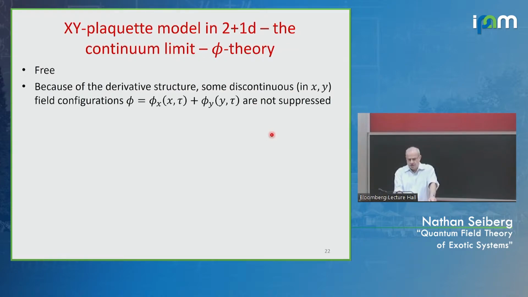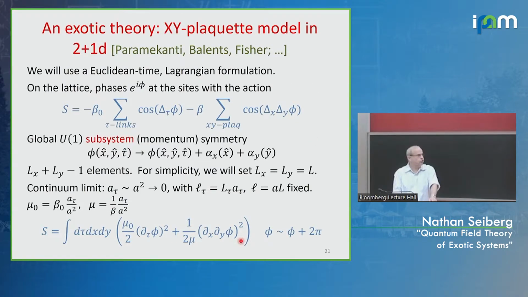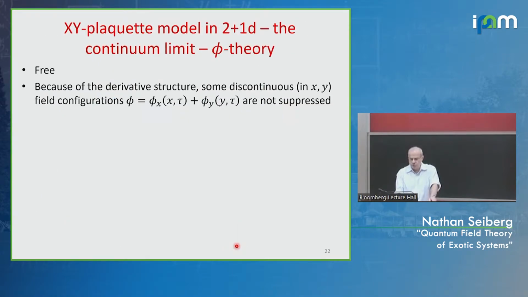And the first surprising thing that we have is that because of the derivative structure, some field configurations that are not smooth are not suppressed. Imagine phi is an arbitrary function of x and tau plus an arbitrary function of y and tau, which is smooth in tau, but discontinuous in x and y. Nothing in this continuum action is going to suppress such configurations. So this is the first thing we'll learn, that this action makes us face the question of how we should deal with such configurations that are not continuous.